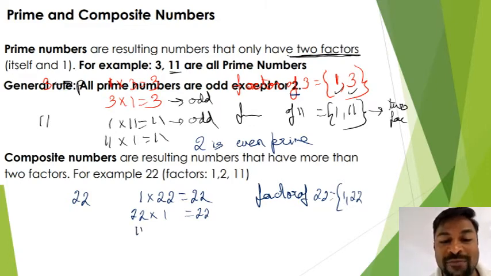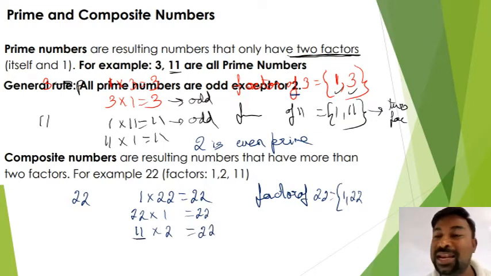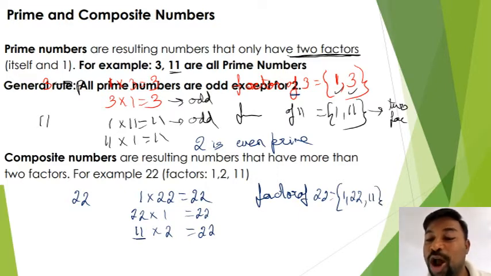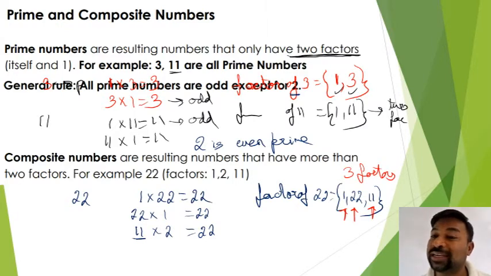Shall we go for 11 twos, which is nothing but 22. So what is the other number we are finding? It's nothing but 11. So how many factors does it have? The first factor is 1, the second factor is 22, that is itself, and the third factor is 11. So how many factors do we have? 3 factors. So shall I say it is having more than 2 factors?